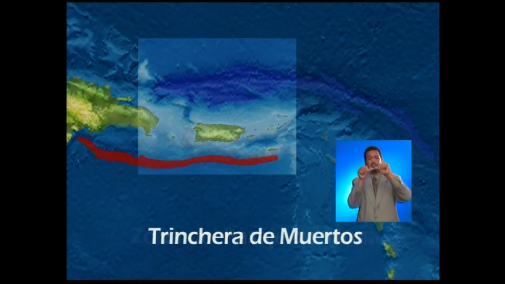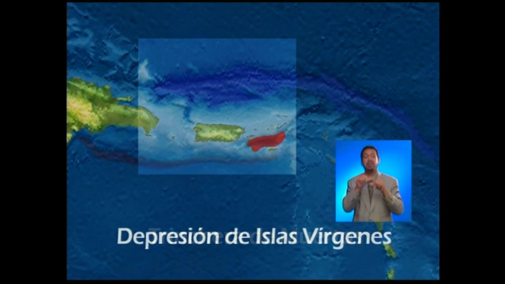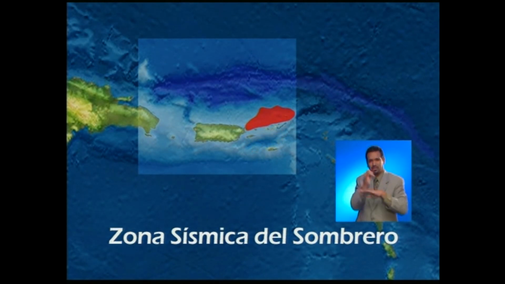The subduction zone at the Muertos Trench, south of Puerto Rico, extends from south of the Dominican Republic and Puerto Rico. In the Virgin Islands Depression between St. Croix and St. Thomas, there's a series of faults. From Fajardo to the northeast of the Virgin Islands is the Sombrero Seismic Zone, a very seismically active area.